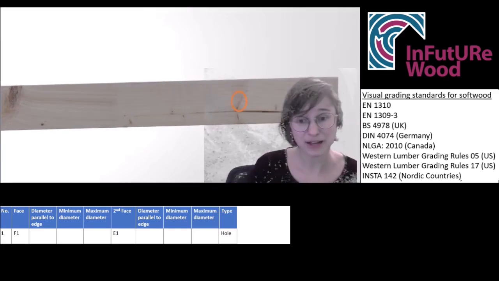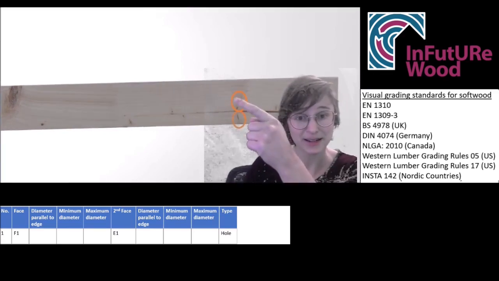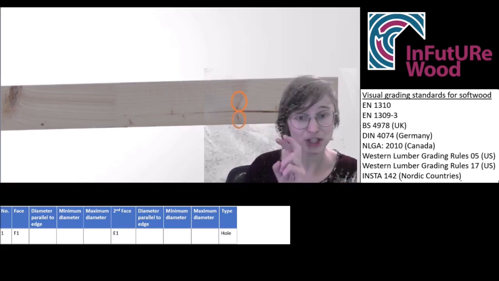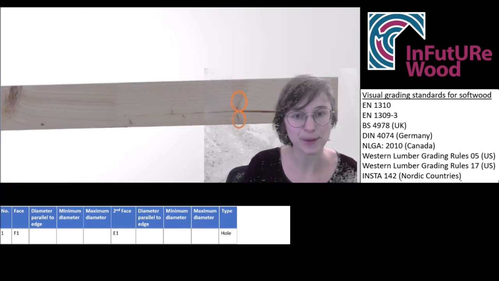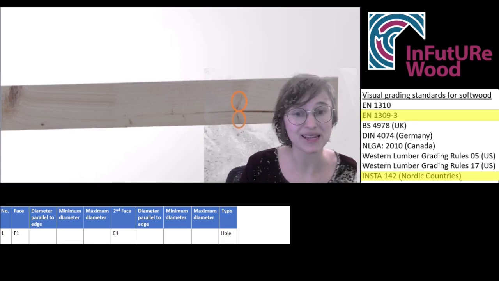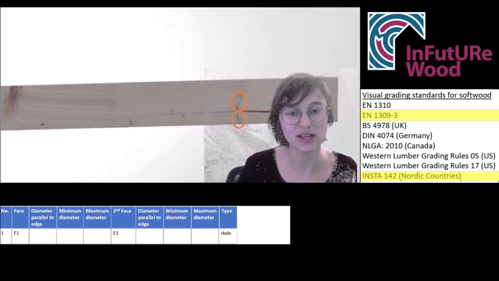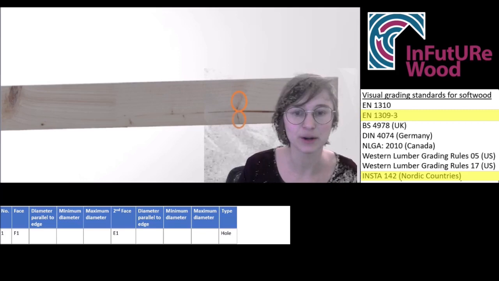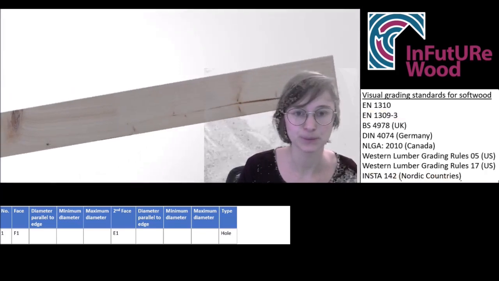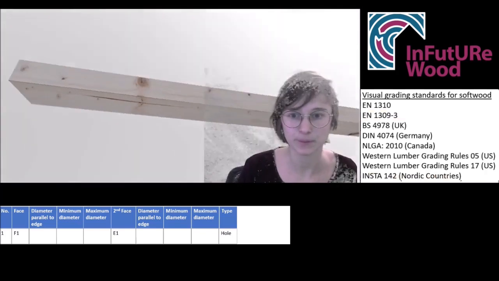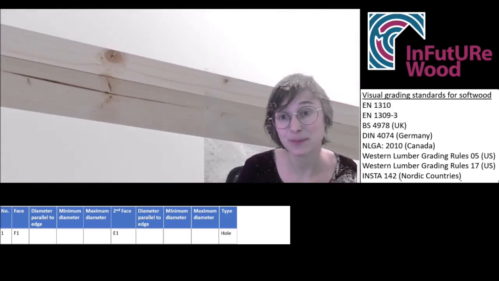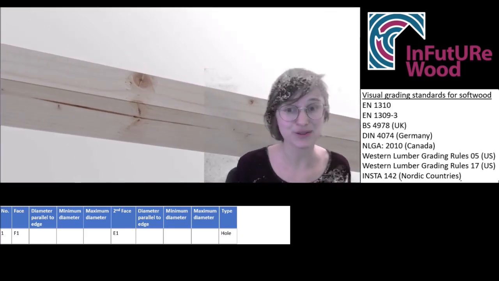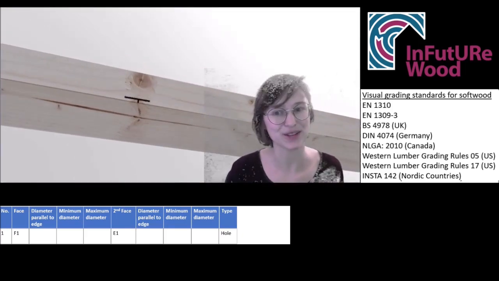Here we have a branched knot. You can see that it has 2 branches coming from the pith of the piece, of the tree. Most standards do ignore these branched knots, but when they extend to the edge, we need to measure them as edge knots. Let's have a look. Yep, it extends to the edge a little, but that might well be smaller than 5 or 7 millimeters, so we could ignore this specific knot.